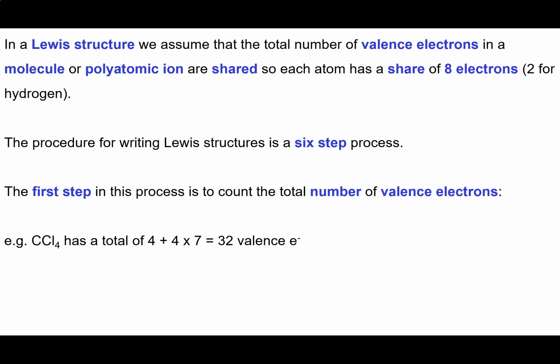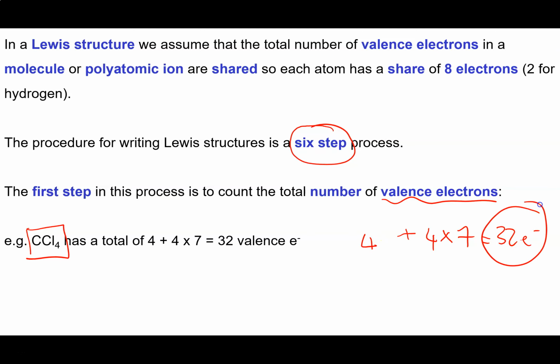The procedure for writing a Lewis structure for a covalent compound is a 6-step process, and the very first step is to count up the total number of valence electrons that you have to work with. Now, the valence electrons of a main group element, which is what we'll be dealing with here, is simply equal to its group number. So I'm going to illustrate writing a Lewis structure for a covalent compound with carbon tetrachloride. Carbon is in group 4 and can contribute 4 electrons, and then I've got 4 chlorine atoms, each of which is in group 7. So 4 plus 28 gives me 32 electrons to be working with.